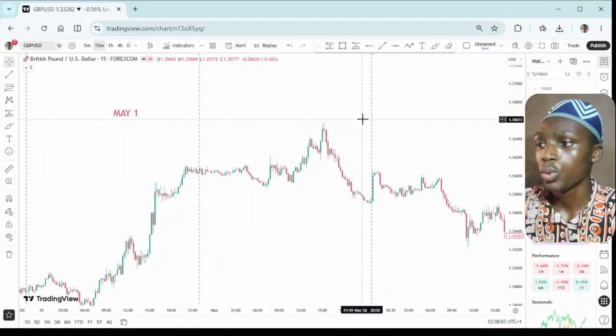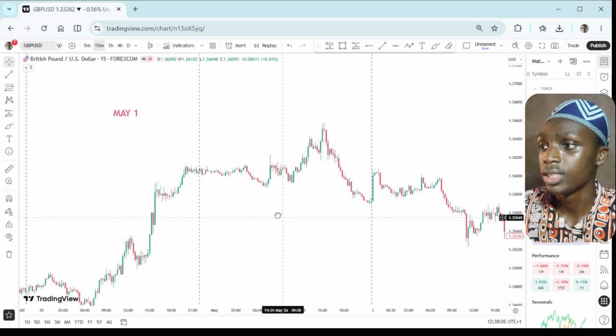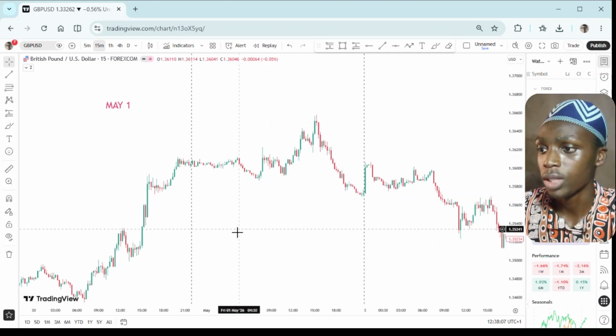I will show you the drawing of it and take you to the chart of GBP from the main one till date, so you can see the analysis of how I basically use it on the chart. So let me take you to my TradingView now and show you. For the main one, this is the chart. You can see right here.